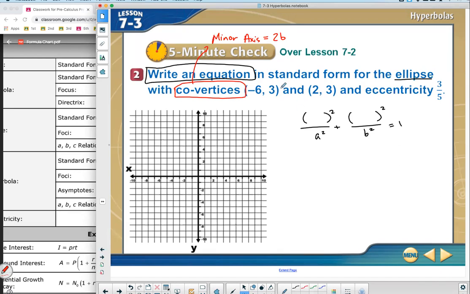So these co-vertices will give me the length of the minor axis. So I go to plot them. It says left 6, up 3, 1, 2, 3. That's a co-vertice. Right 2, up 3. That's a co-vertice. Now this gives me, again, some information.